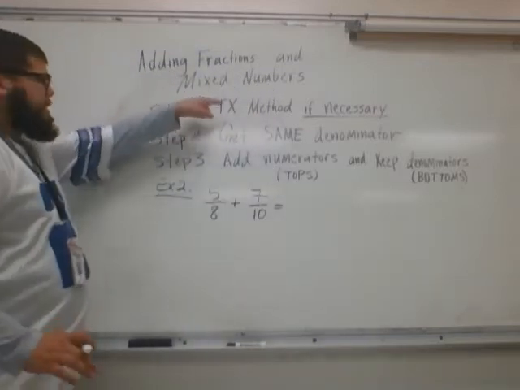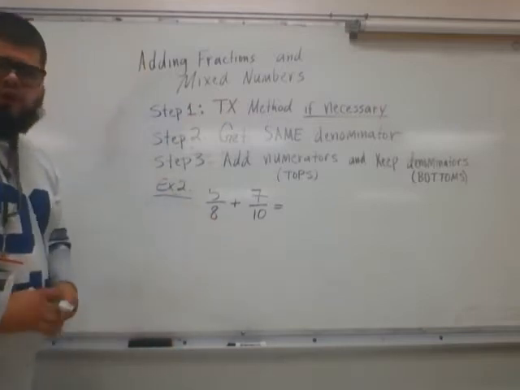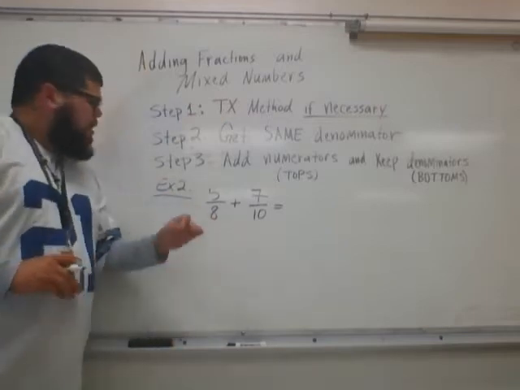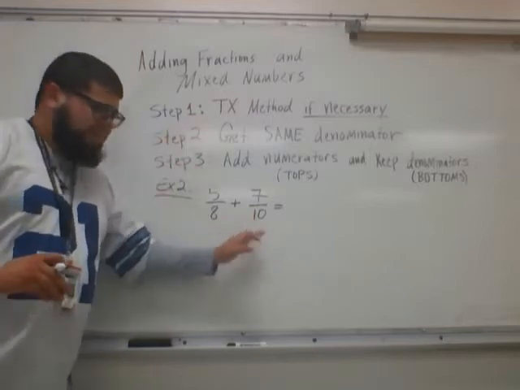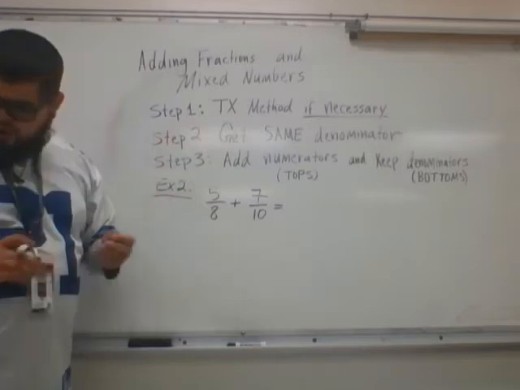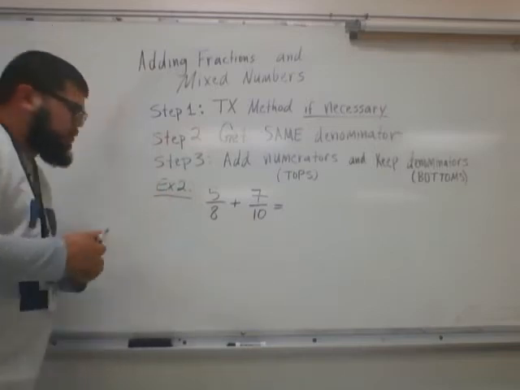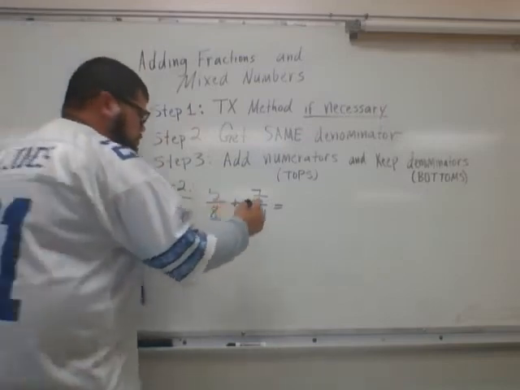All right, step 1, text the method if necessary. We don't have any mixed numbers, so no text method is necessary. Get the same denominator. Do I have the same denominators here? No, I do not. Right? So again, we're going to do it 2 different ways on purpose so that we can figure out which one we like better.